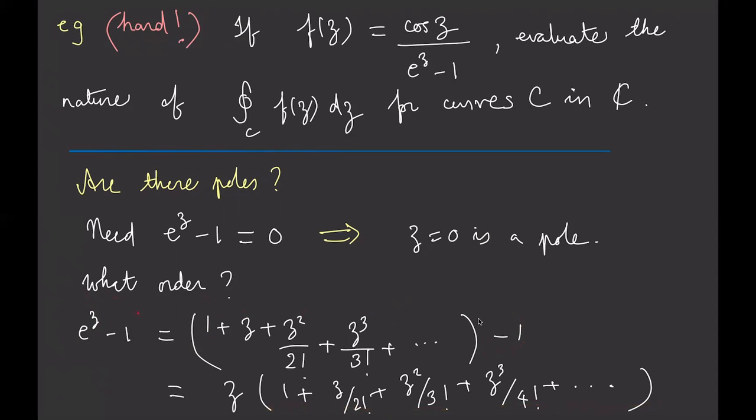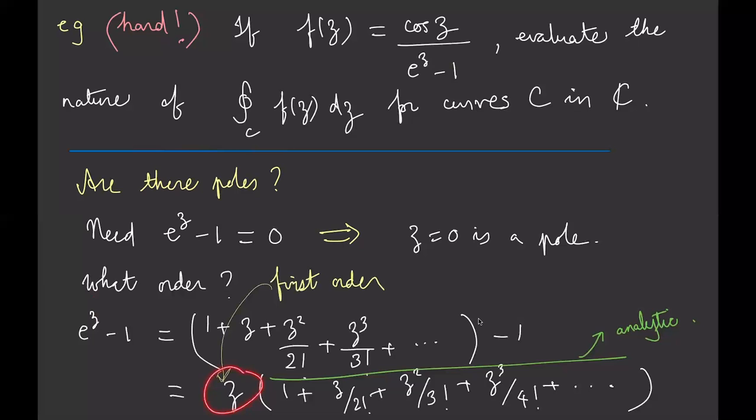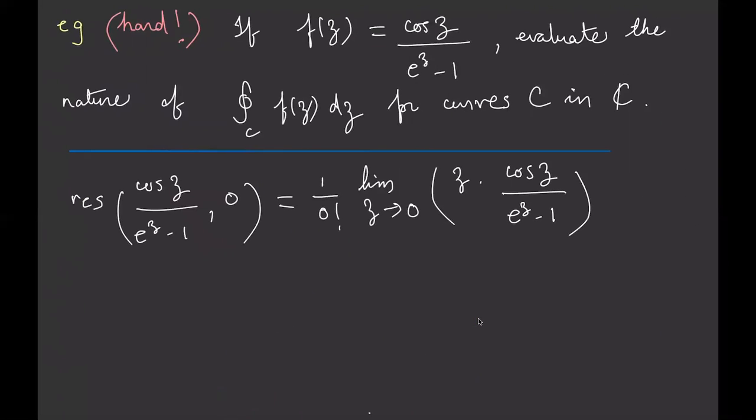Okay, so I'm looking for where this is equal to 0. That's equivalent to where this is equal to 0, and you can now see that z minus 0 appears with one power over here. All of this stuff is analytic. So this is my only problem. So z equals 0 is a first order pole because there's a power 1. Okay, that's good. Can I figure out the residue?